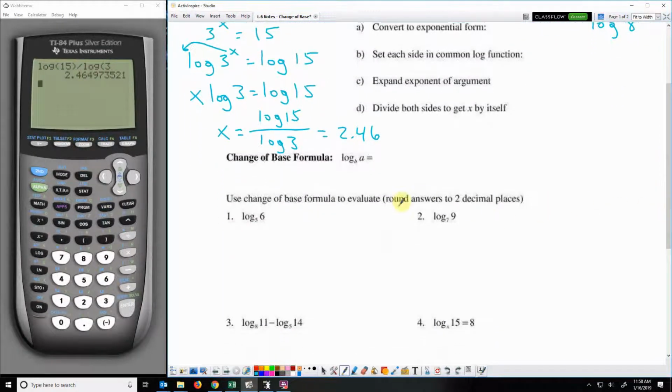So use the change of base formula to evaluate. So we've got log base 5 of 6. That is the same as log 6 divided by log 5. Log of the argument divided by log of the base. Log 6, close those parentheses, then divide by log 5, and I get 1.11.